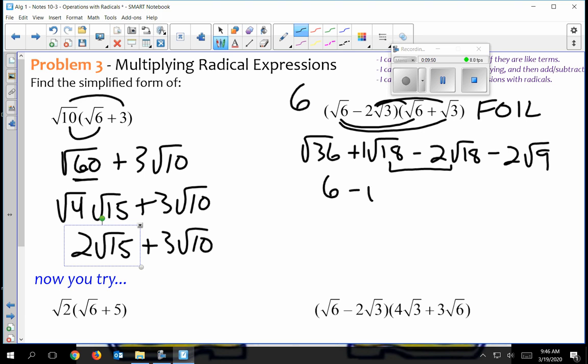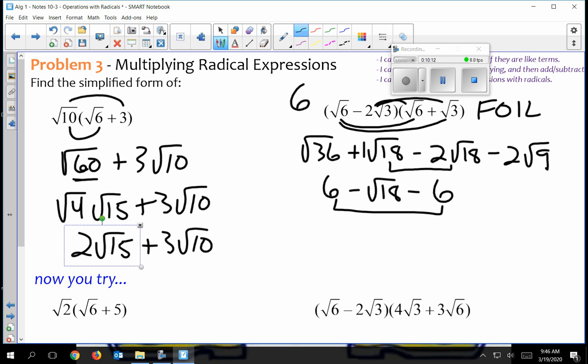So negative square root 18, or negative 1 square root of 18. And then I get a negative, but 9's perfect, so it's 3. And 3 times 2 gives me 6. Okay? So I put some stuff together, and I still got a little bit more to do. I can put these together. Okay? That gives me 0.